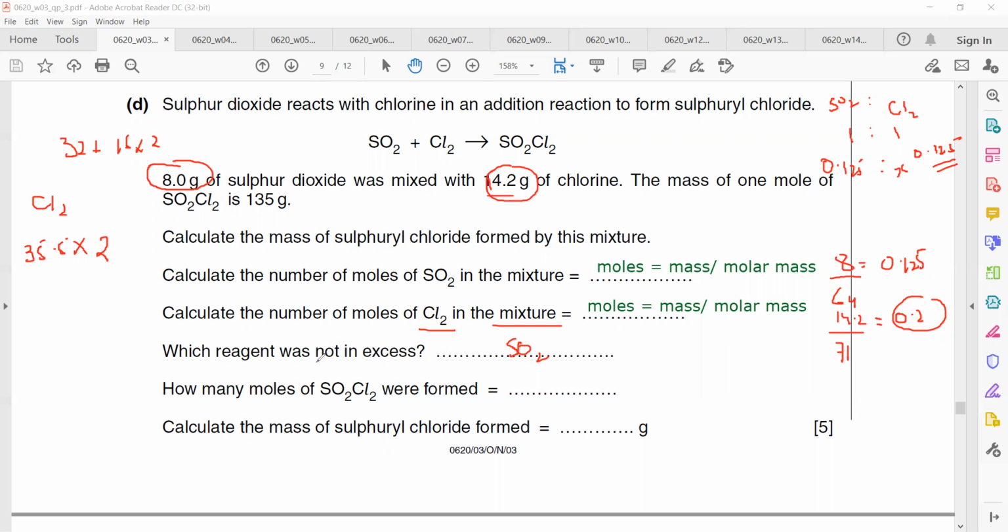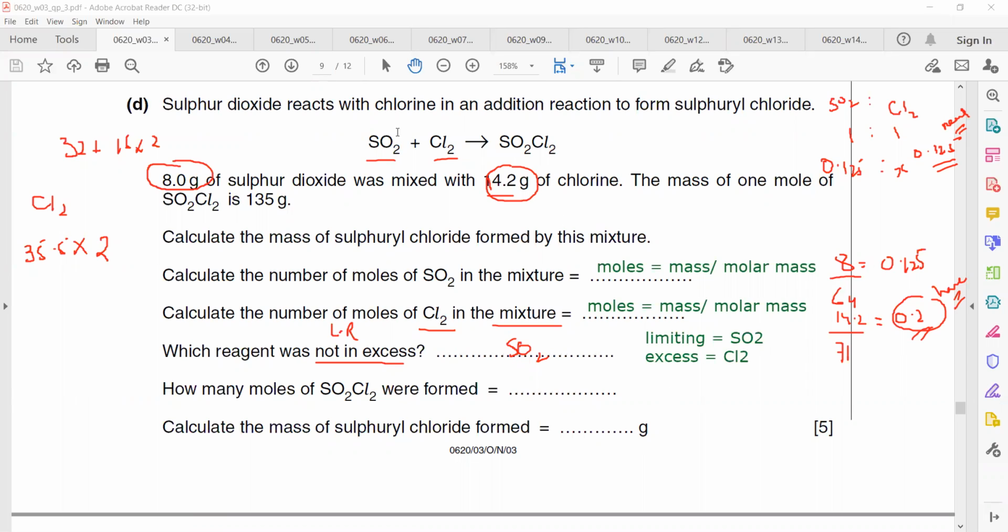Now they're asking which reagent is not in excess. Not in excess means they're asking for the limiting reagent. So how to find the limiting reagent? As you can see, the ratio between sulfur dioxide and chlorine is 1:1. It means 1 mole of sulfur dioxide requires 1 mole of chlorine. So if we have 0.125 moles of sulfur dioxide, how many moles are needed for a complete reaction? We need only 0.125. But we have 0.2 moles of chlorine, more than we need for a complete reaction. That's why in this one, sulfur dioxide is the limiting reagent and chlorine is in excess.